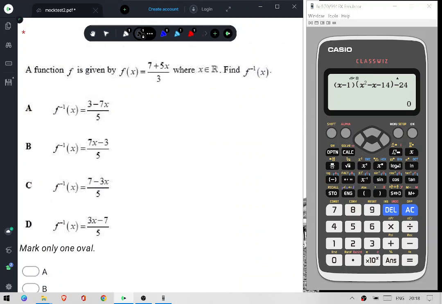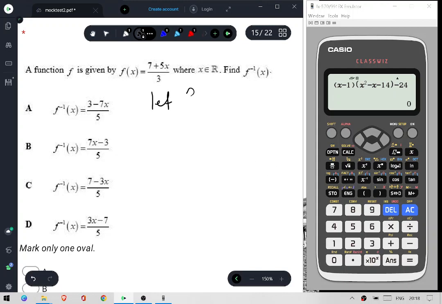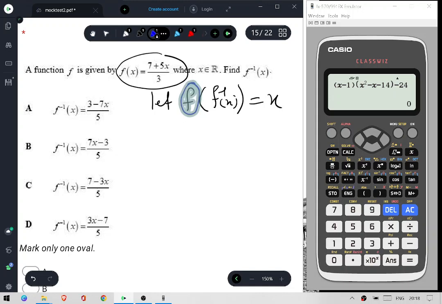Function f is given by this one, f inverse. Okay, easy. We let f of f inverse inside equals x. So what is our f over here? This one. Okay, this outer one we change to black color. So this one I use blue color.